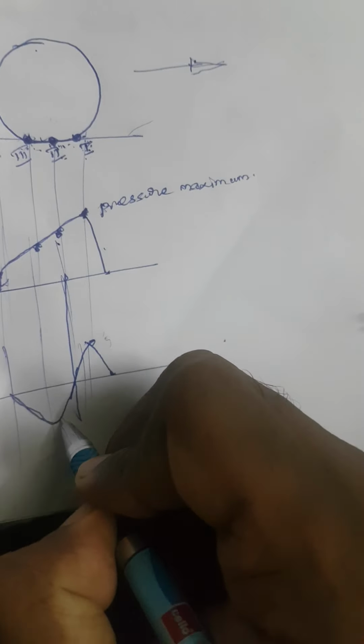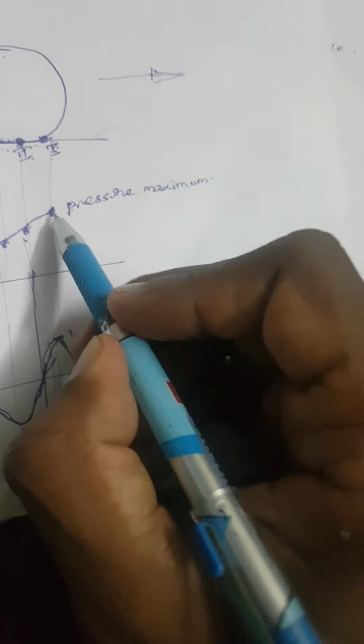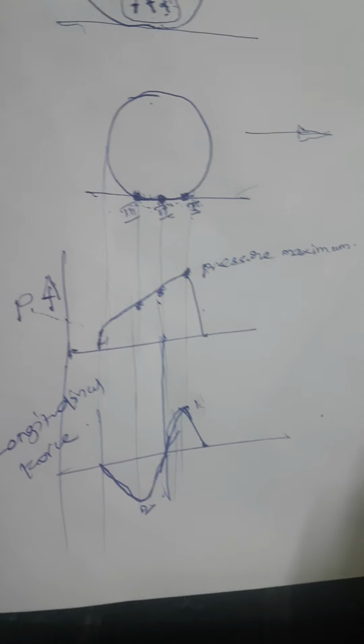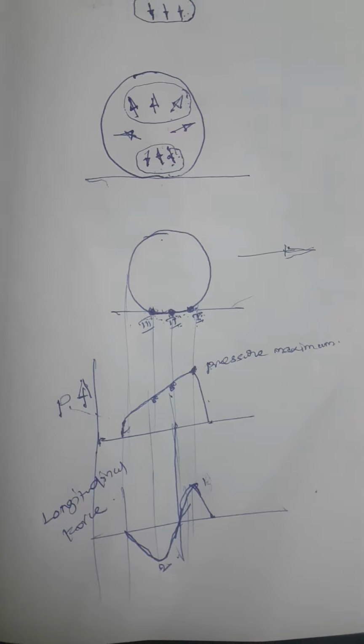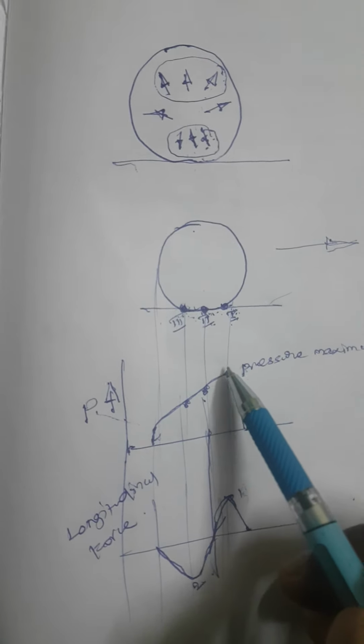So two extreme conditions, point number one and point number two. This is the first point, second point, third point; this is region 1 and region 2. So this is pressure and this one may be indicated as longitudinal force or stress. So here we can conclude that the maximum pressure will be at the entry point.